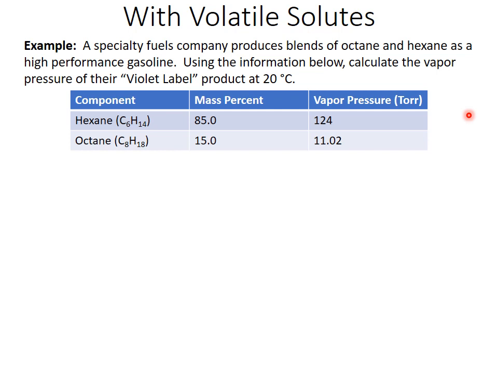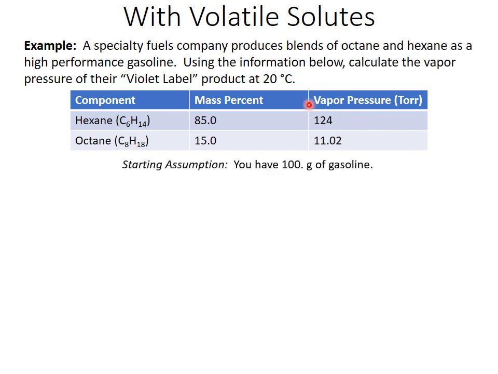Time for one more example. A specialty fuels company produces blends of octane and hexane as a high-performance gasoline. Using the information below, calculate the vapor pressure of their violet label product at 20 degrees Celsius. So it contains hexane at 85 mass percent and octane at 15 mass percent.